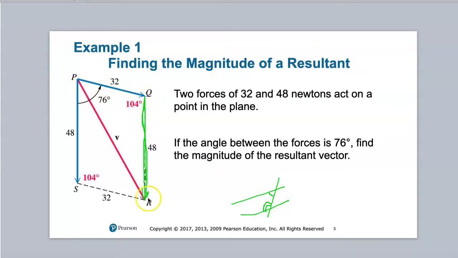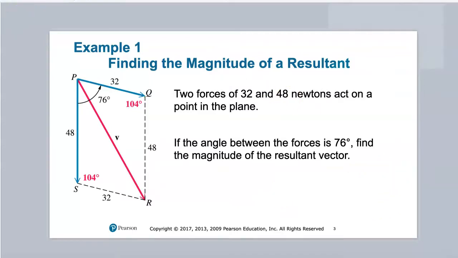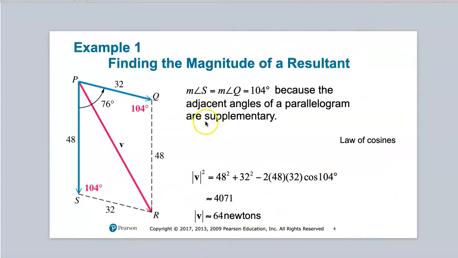So we're going to focus just on this triangle. Consider that same triangle again. One of the sides is 32. One of the sides is 48. And the angle between those two sides is 104 degrees. This should remind you very much of the law of cosines. We're just trying to find v right here, so we're going to use the law of cosines to do that. That's exactly what we do right here.